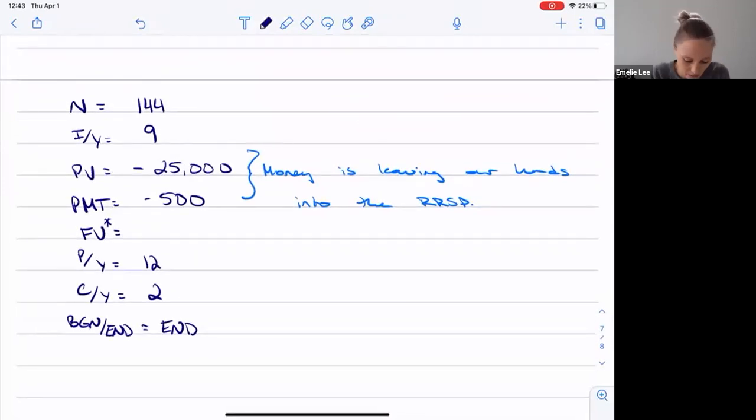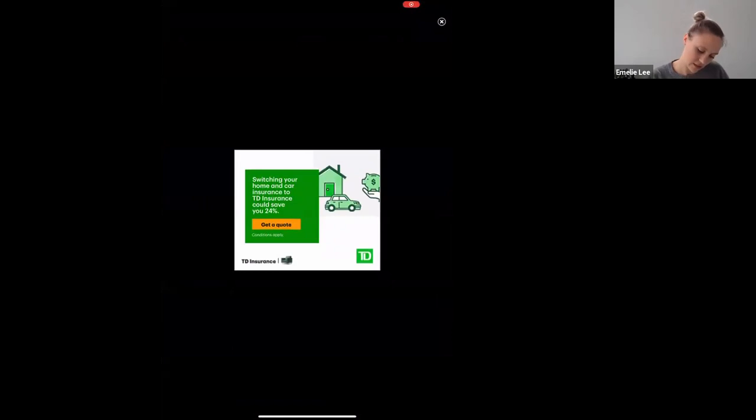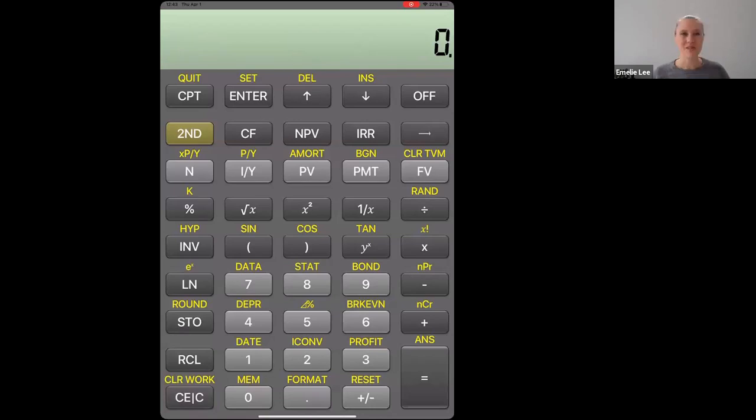Okay, 144.9. Just trying to commit these to memory so I go to the other screen. Okay, so here we go. Remember that it keeps all the values from the previous calculation or the most recent calculation until you overwrite them. So you don't need to clear them or anything, you can just overwrite them.